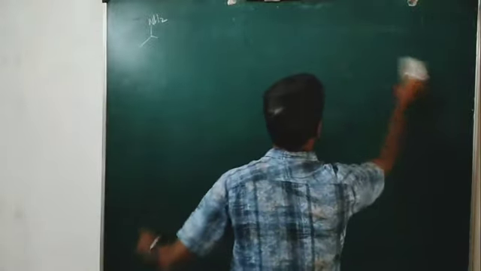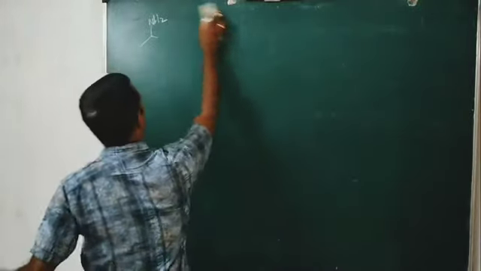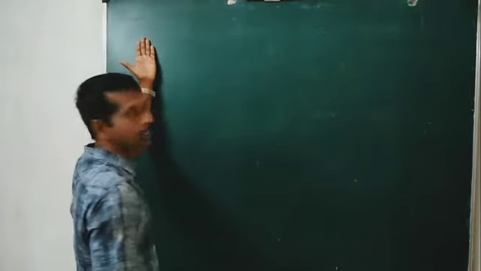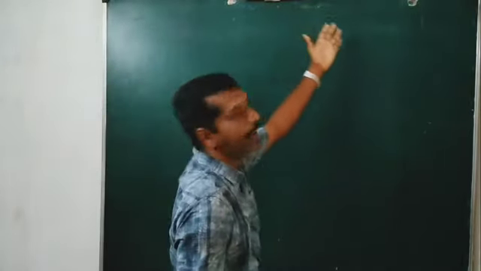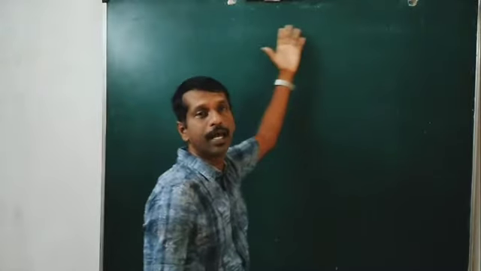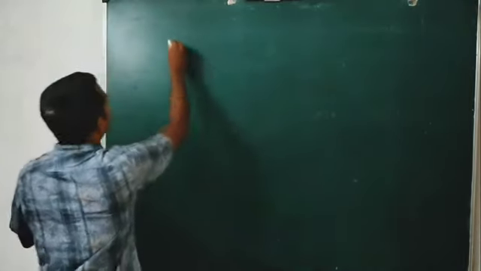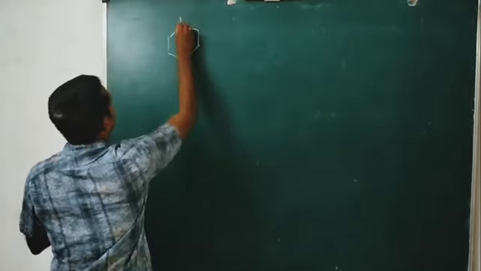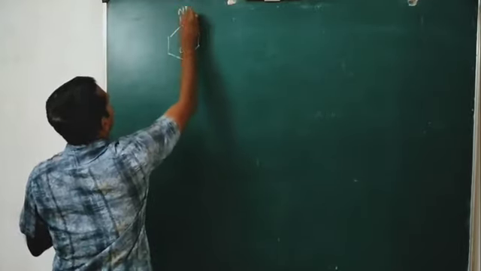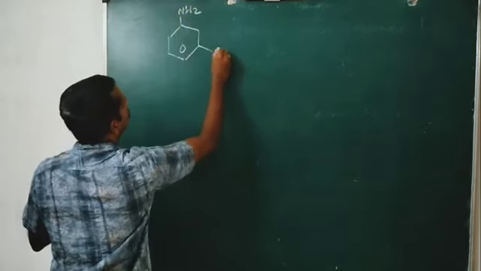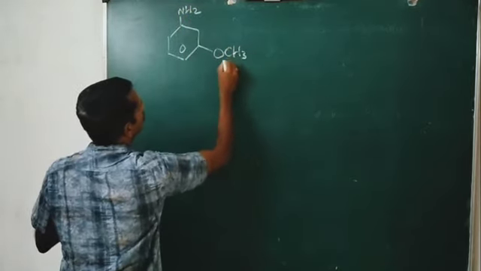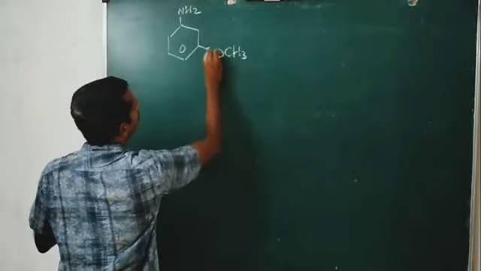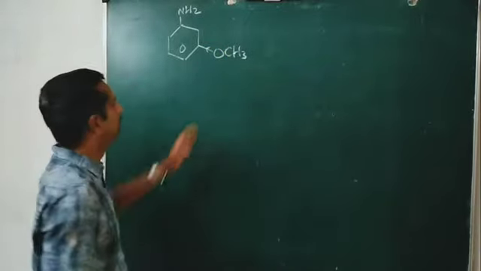Now we consider why para is more basic than meta. We can see that least basic is ortho, then meta, and then para. Why is para more basic than meta? We consider another example. Here it is NH2, and here you can see OCH3. This is also an electron donating group. OCH3 is an electron donating group, EDG.